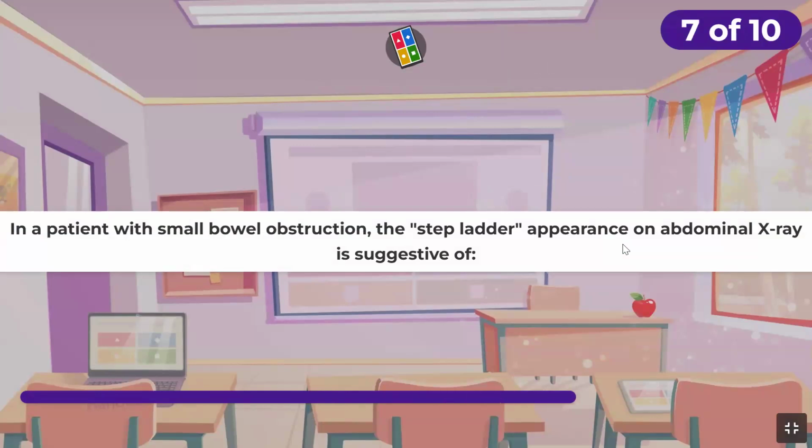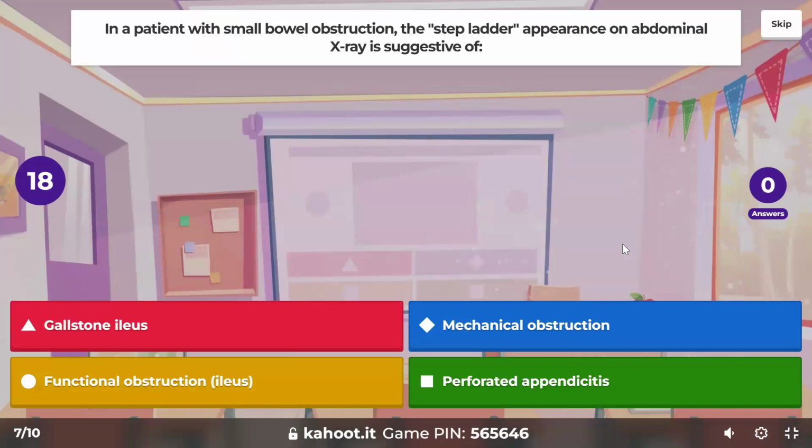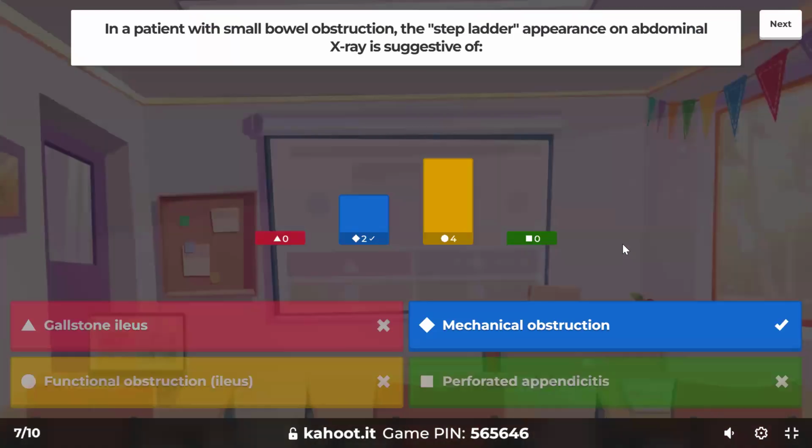The seventh question is, in a patient with a small bowel obstruction, the step-ladder appearance on X-ray is suggestive of? Is it gallstone ileus, mechanical obstruction, functional obstruction, or perforated appendicitis? Okay, it's mechanical obstruction. As you remember, Ayaan mostly focused on mechanical obstruction.